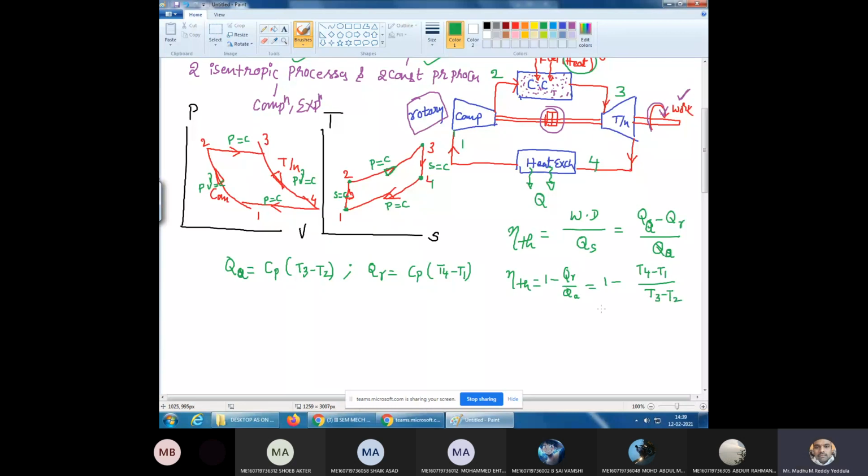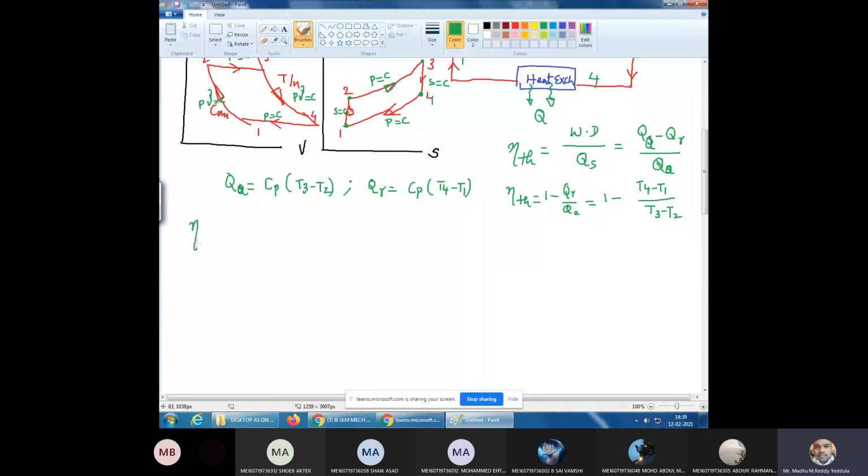Okay, so now what we are going to do? I want to eliminate the temperatures in terms of pressure. If I take T1 common from the numerator and T2 common from the denominator, what will happen? Efficiency is equal to 1 minus T1 by T2 into (T4 divided by T1 minus 1) divided by (T3 by T2 minus 1). Okay, right.